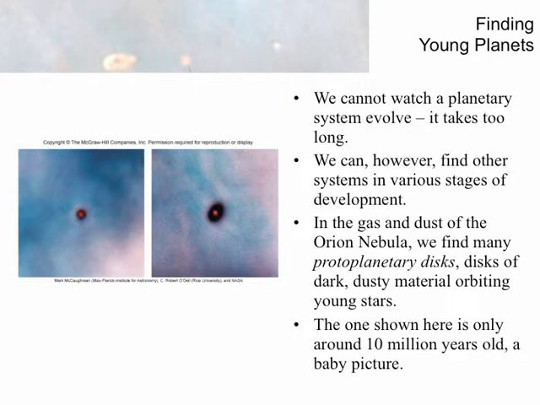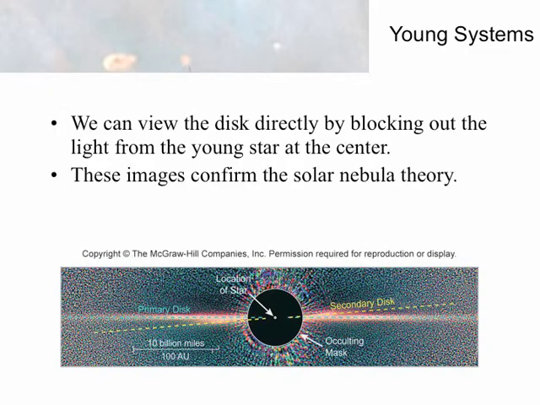similar protoplanetary disk. If we're able to block out the light from the star at the center, then we can see this disk pretty clearly, and these confirm some of the ideas behind the solar nebula and how our solar system actually formed, because we see a similar kind of disk to what we would expect.